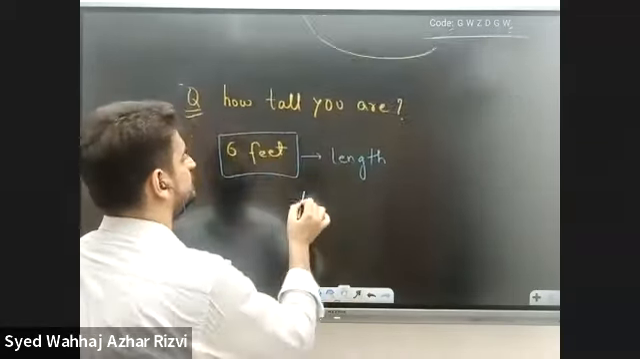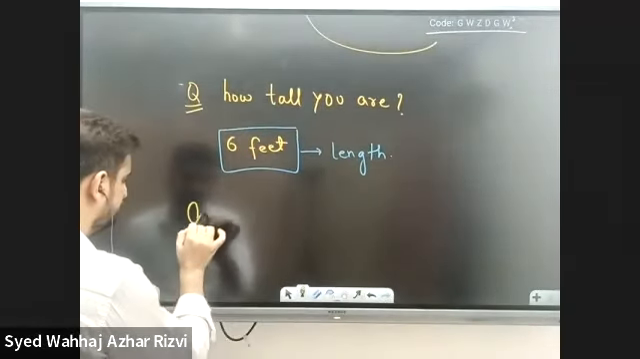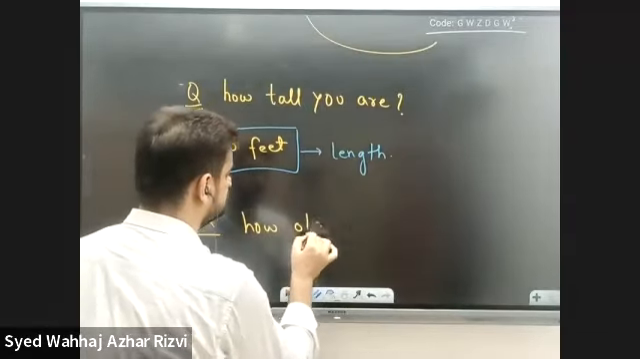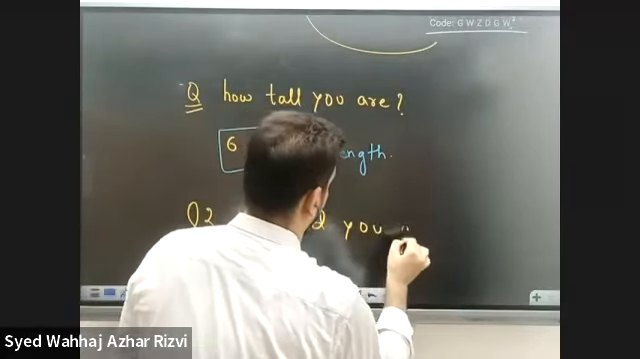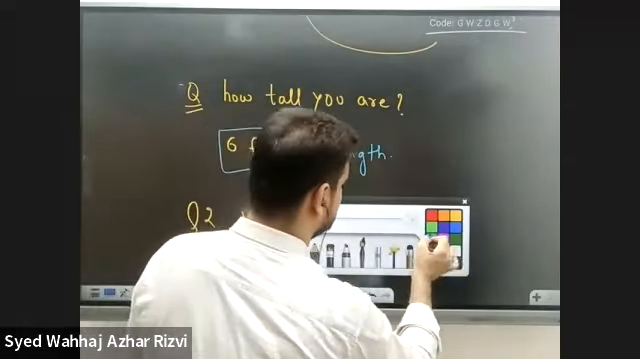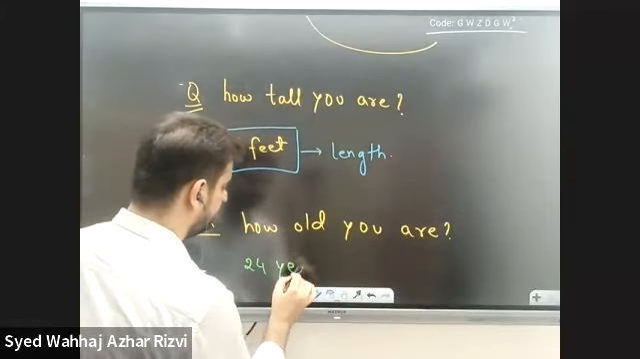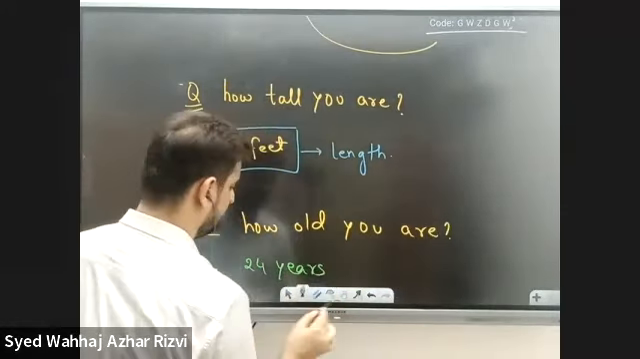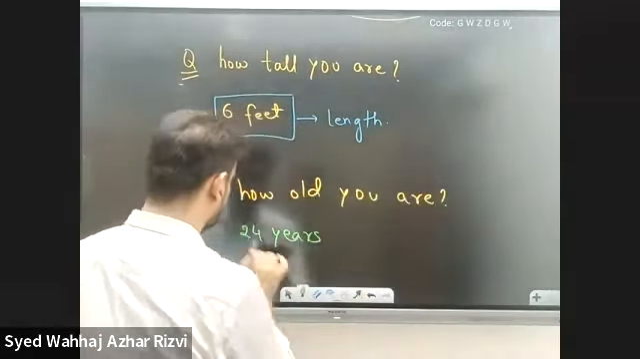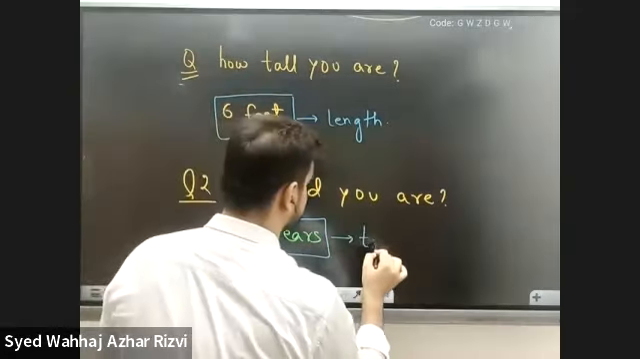Let's ask another question. Question number 2: how old are you? What is the answer to that question? Let's say 24 years. This is the answer to this question. Now, what have we measured here? We have measured time.